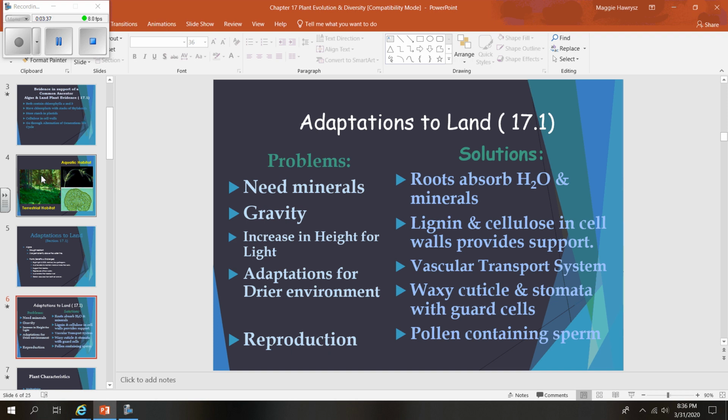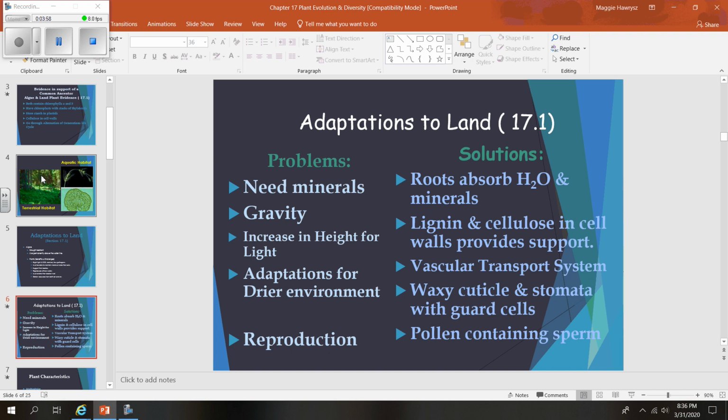And so this slide demonstrates the problems that plants had in order to adapt to land, and then the solutions that they developed to do so. So there was a need for minerals, and so the plants developed roots to absorb water and then absorb these minerals to help the plant grow.